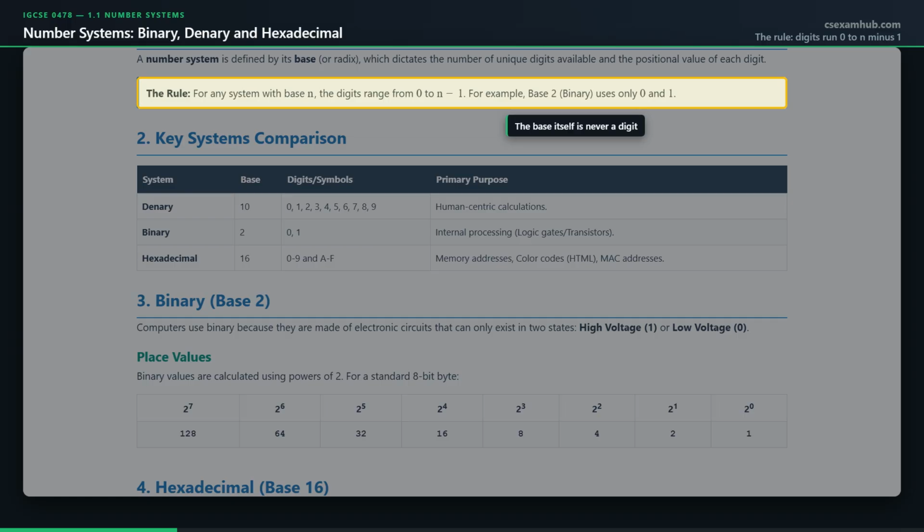This is why a number like 102 cannot possibly be binary. The digit 2 does not exist in base 2. If you see that in an exam question, you can rule it out immediately without doing any conversion at all.